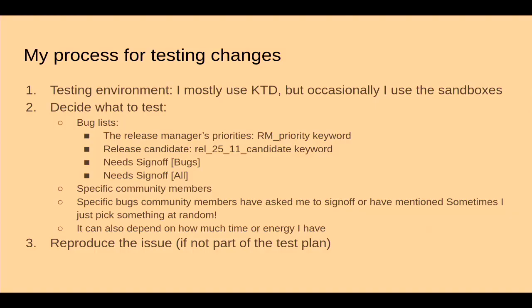Sometimes people say, I really would like this in the next release, so they put the release candidate keyword in for the next release. There's a list of all the bugs that need sign off that are actual bugs, and then a list of all the bugs that need sign off that includes improvements and new features. Sometimes specific community members just add me to the bug and I get an email, and I'm happy to do that if people want something tested and hopefully signed off.